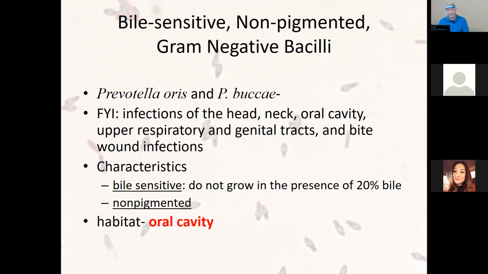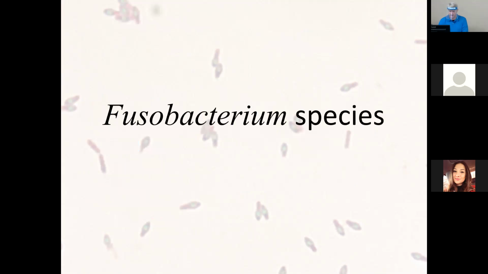Non-pigmented, habitat oral cavity. So Prevotella oris, which makes sense, and buccae. I was wanting to go buccal because I think of the buccal cavity, the mouth, but I'll go with Buccae. All right, this is another one on our list at the bottom of our gram-negative rods.